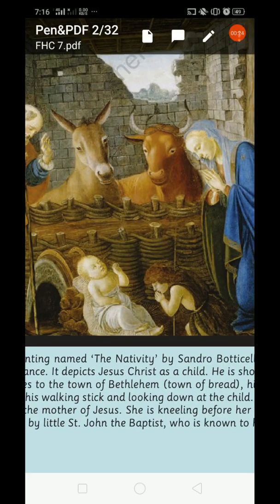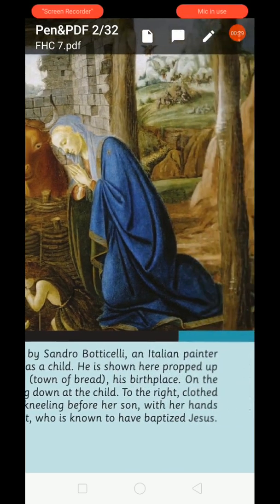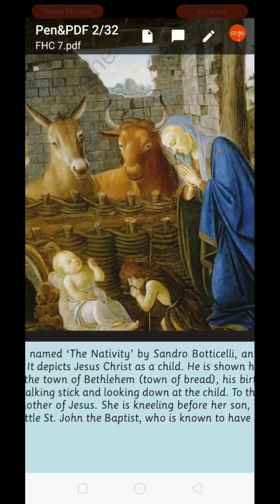You can see in the picture, he is the child. He is shown propped up, which means sitting without any support. See, he is a kid and he's sitting without any support, self-dependent.